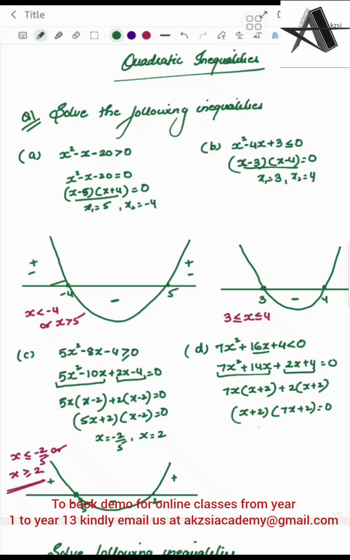From here, I just need to equate each of the factors to 0. So x plus 2 equals 0 gives me x1 as negative 2, and 7x plus 2 equals 0 will give me negative 2 over 7. When I plot it here, the two roots will be negative 2 and negative 2 over 7.